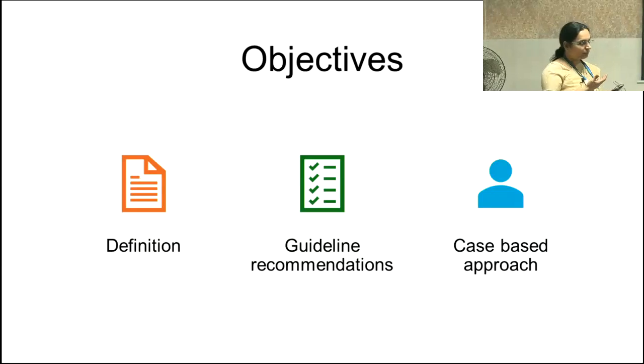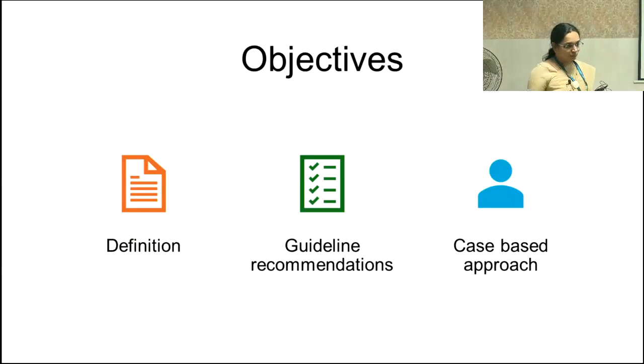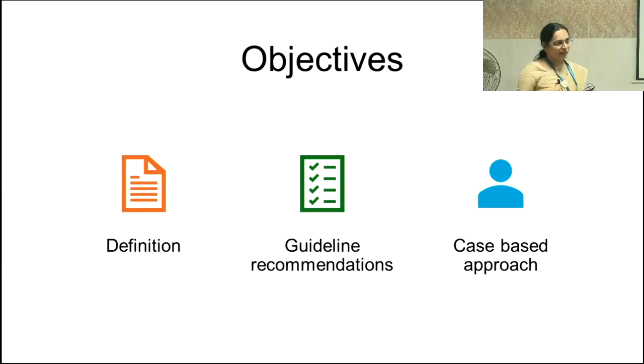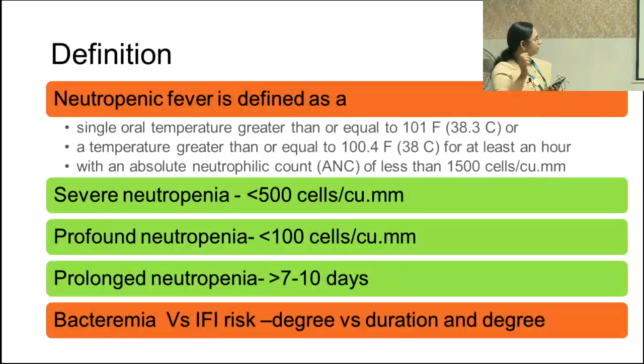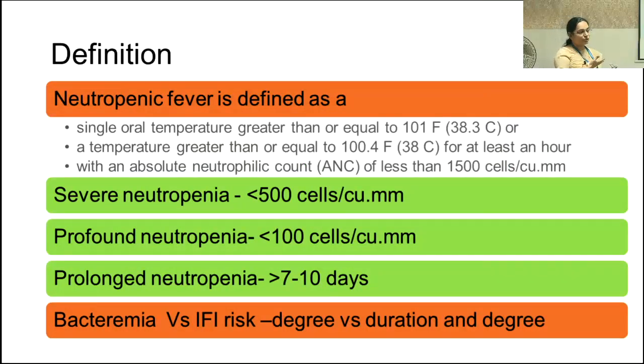The objectives would be to define and see what the guidelines recommend, and I'll take you through a few cases which I have seen recently and we can discuss them. So neutropenic fever, we all know, is defined as a single oral temperature more than 101. All of us are aware of these definitions. We know what is severe neutropenia, profound neutropenia, and prolonged neutropenia.